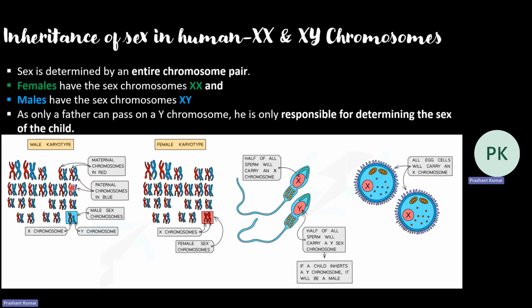You can see some of the chromosomes are red in color, some are blue. What they're trying to say is that one set of chromosomes is coming from the mother's side, and another set of chromosomes is coming from the father's side. Both are present in a pair form, and we call this pair form a homologous chromosome. In the human body, there are 23 pairs of chromosomes in which one set is coming from the mother, another set from the father.